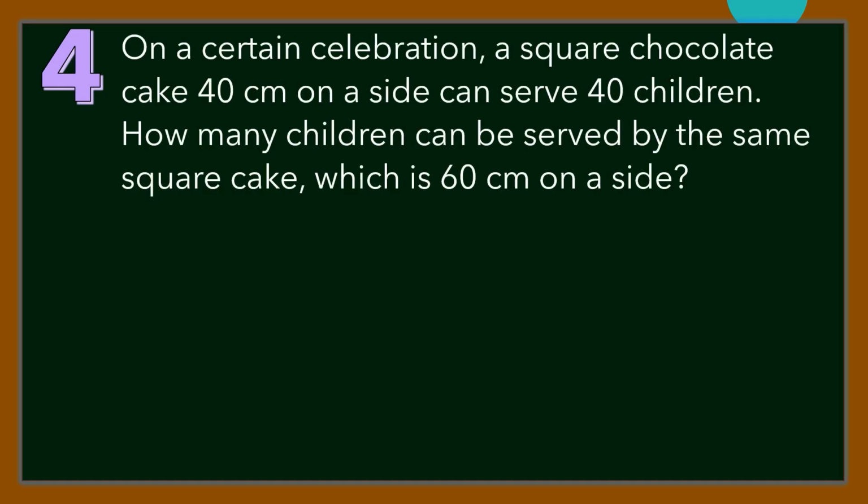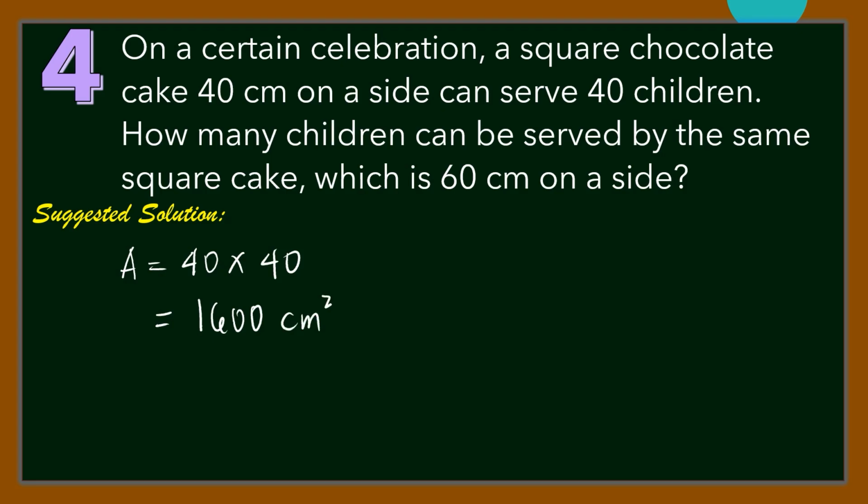Number 4. On a certain celebration, a square chocolate cake 40 centimeters on a side can serve 40 children. How many children can be served by the same square cake which is 60 centimeters on a side? For our solution, let us get the area of the square chocolate cake with 40 centimeters on a side. So the area is equal to 40 times 40. This is equal to 1,600 square centimeters.